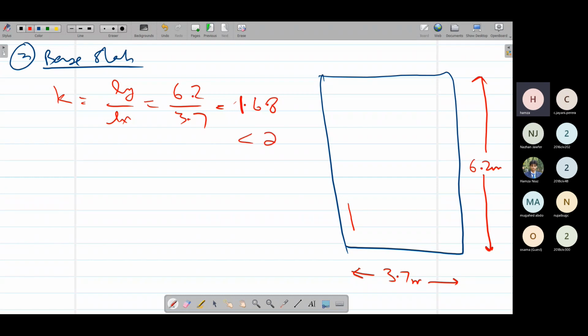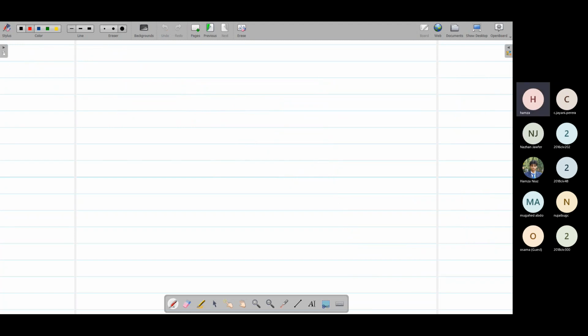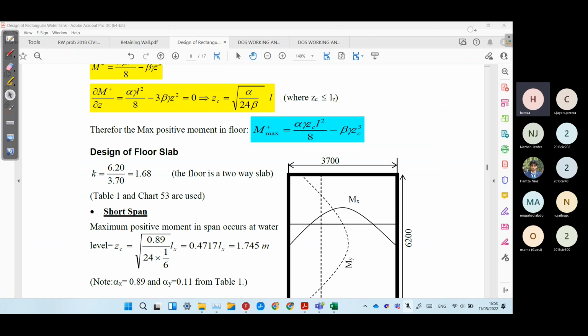1.68. Is it less than 2? That means we have to design this as two-way as well, that it is a two-way slab. The bottom slab is two-way. So for two-way slab, again, we are going to use the same things.